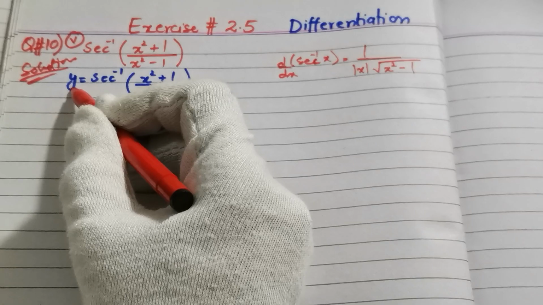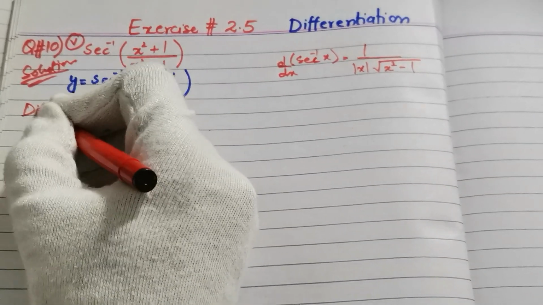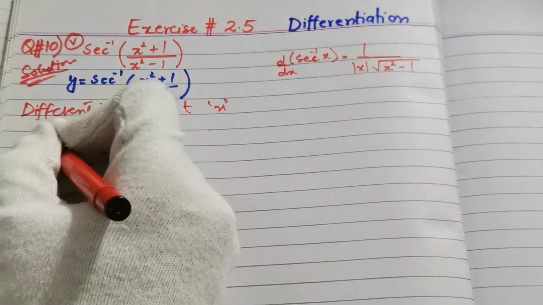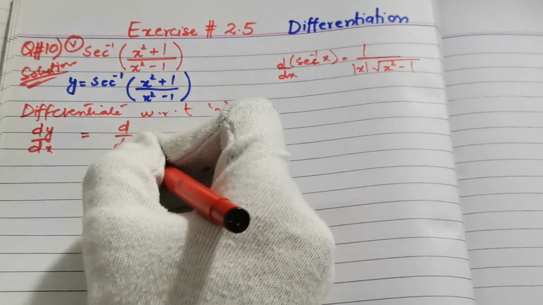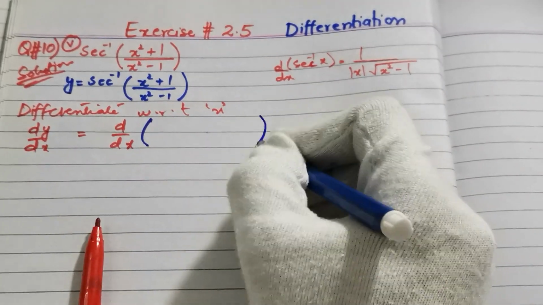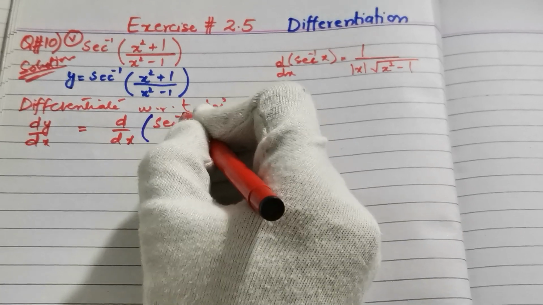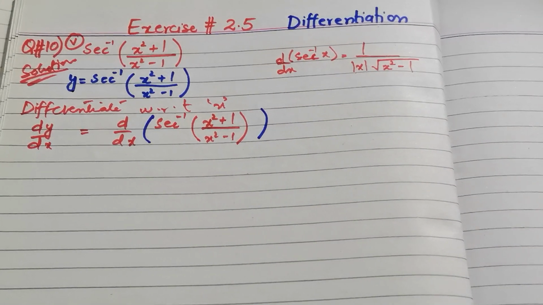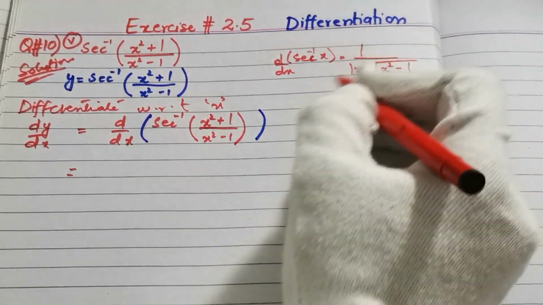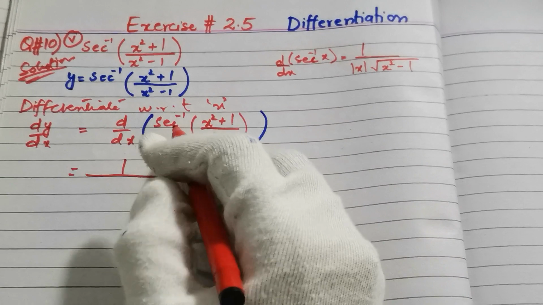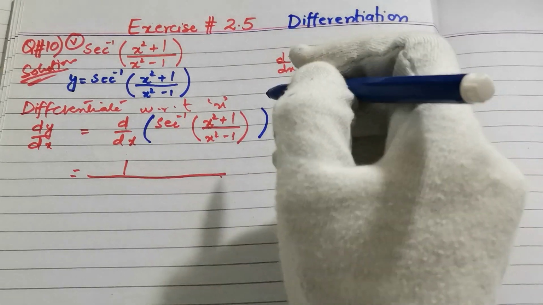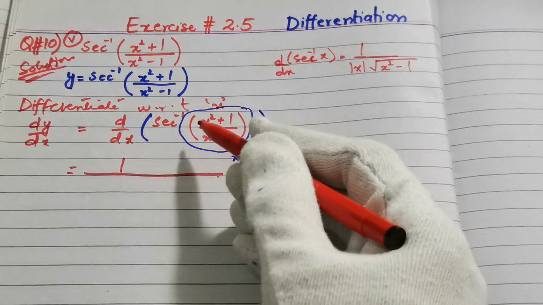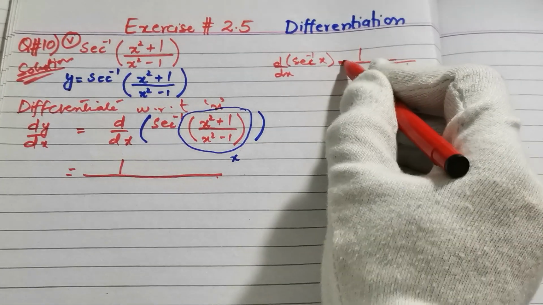Now we solve this question y. Here the variable is x, so we will differentiate with respect to x. dy by dx is the derivative of secant inverse of (x square plus 1) divided by (x square minus 1), which is equal to the derivative of secant inverse of x, 1 by, now this term we consider as x.